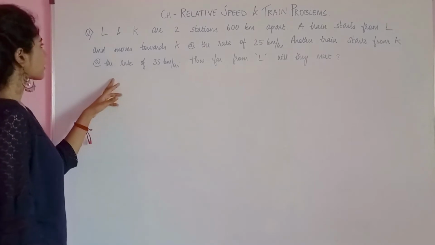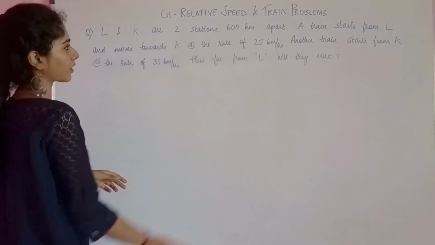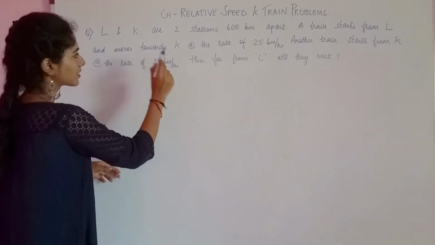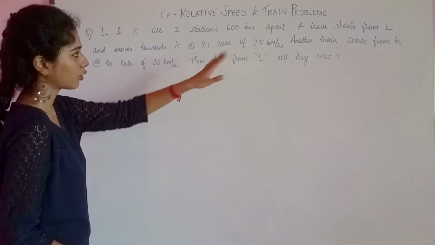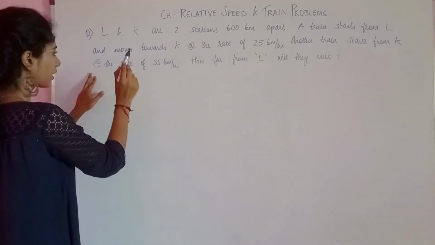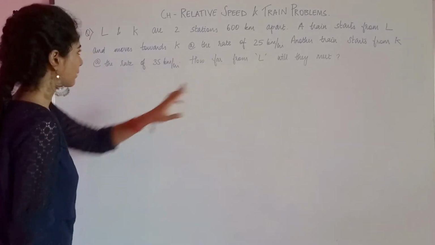Let's consider this question. L and K are 2 stations 600 km apart. A train starts from L and moves towards K at the rate of 25 km per hour. Another train starts from K at the rate of 35 km per hour. How far from L will they meet?